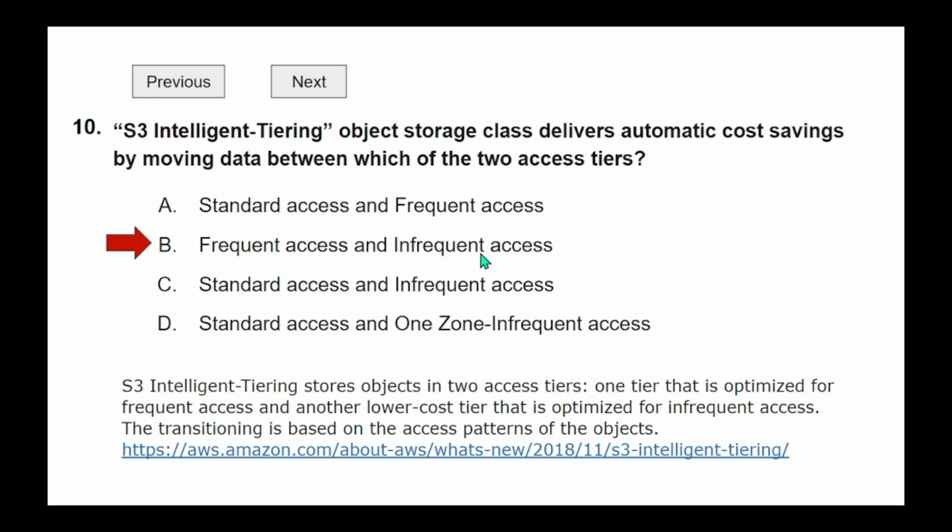One tier that is optimized for frequent access and another lower cost tier that is optimized for infrequent access.